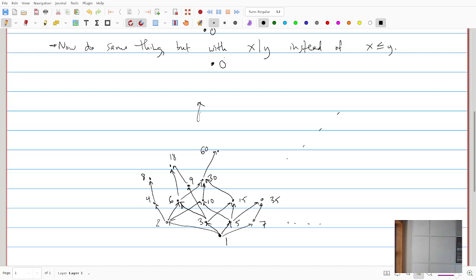Everything divides zero, right? So conceptually, I've got infinitely many arrows going into it. There's no top, right? This is infinite, but it goes on infinitely, and then once you've gone infinitely far, you put zero after that. So everything divides zero. Okay, cool.